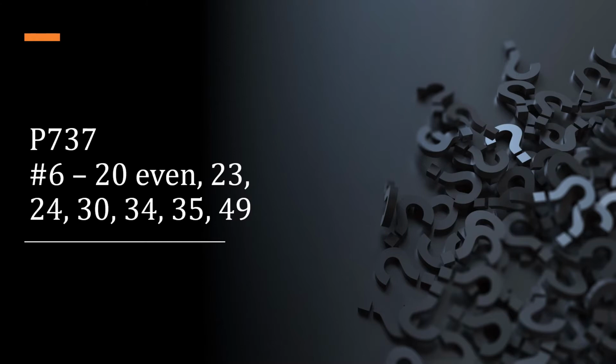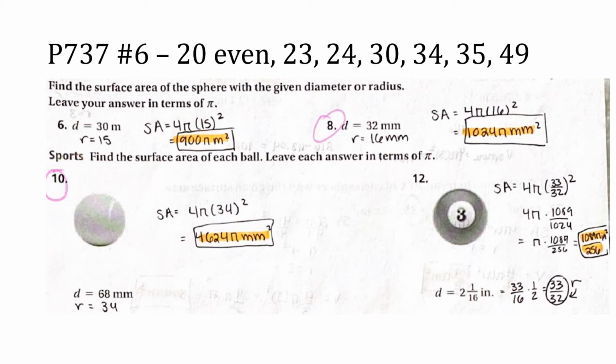So our first assignment of the week was page 737. So here's the first few problems. We were doing 6 through 20 even. So on number 6, it asks us to find the surface area of the sphere with the given diameter or radius and leave our answer in terms of pi.